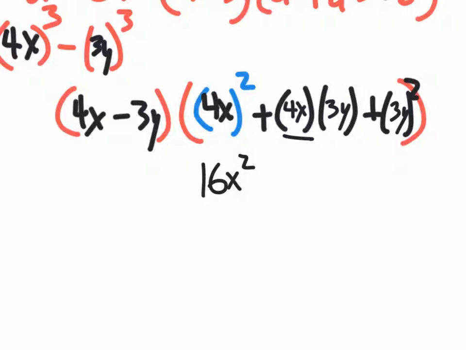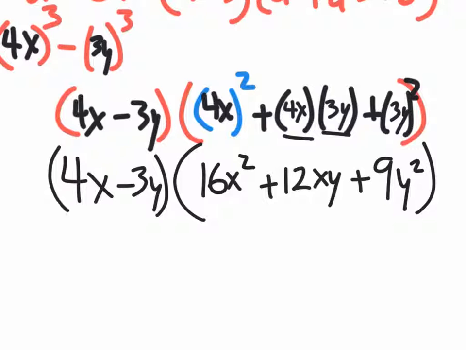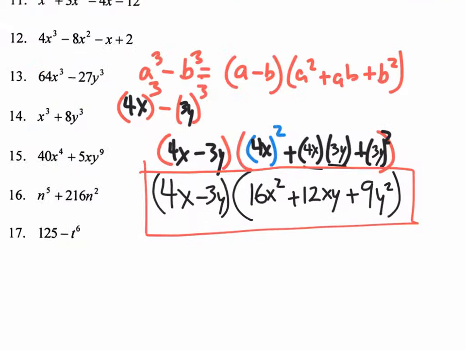And what is 4x times 3y? That's going to be 12xy. And last but not least, 3y to the second power, that's 3y times 3y. That's going to be a 9y squared. And there's your trinomial. And let's not forget about the binomial that's out here. And ladies and gentlemen, this is completely factored with the difference of 2 cubes formula. I know, you're thinking, man, this is fun.